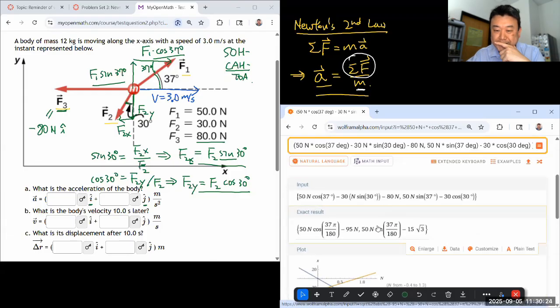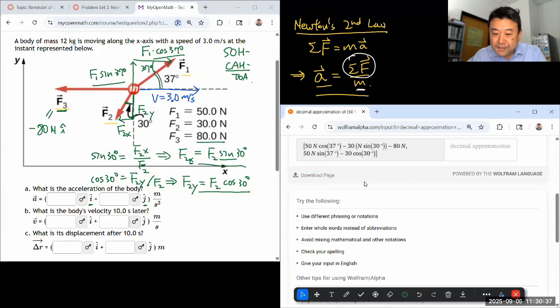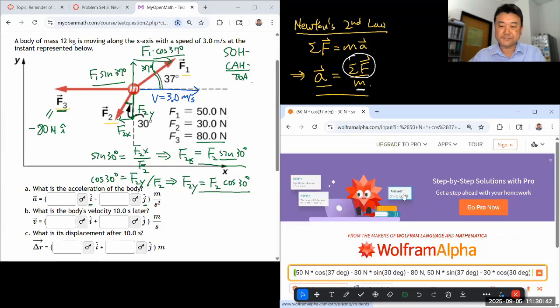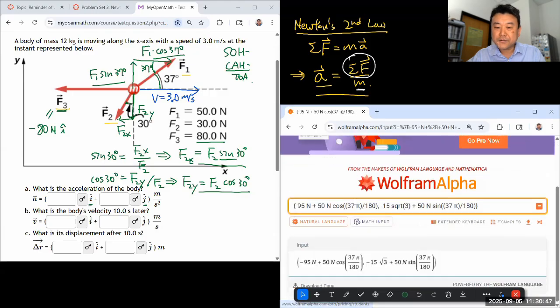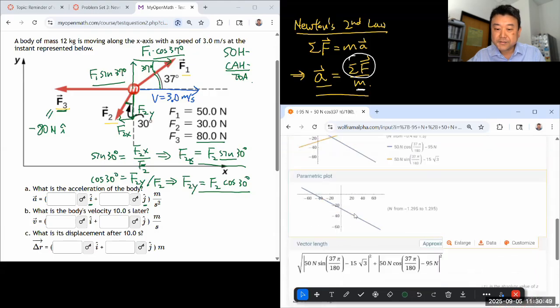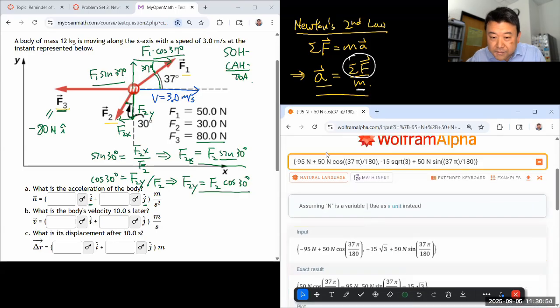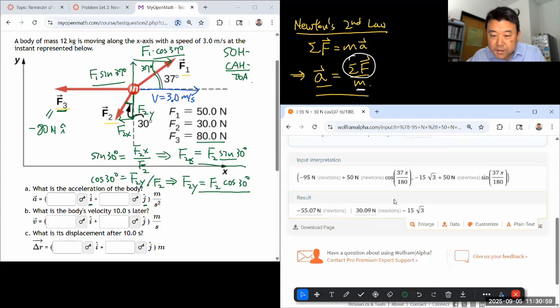But it's not giving me decimal approximation. Decimal approximation of, will it do that? No. That is annoying. I don't want exact result. Actually, is it doing something? Use it as a unit instead. Was that why it was doing? Okay.